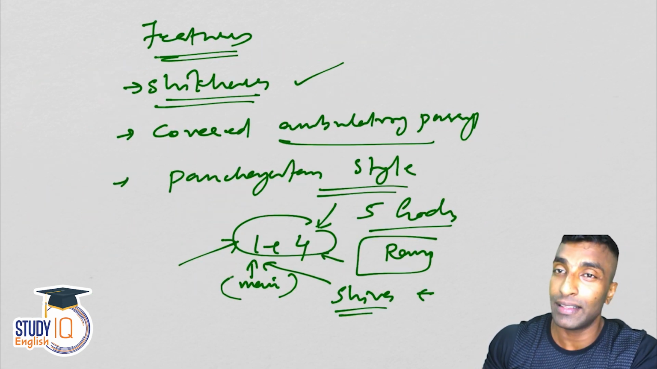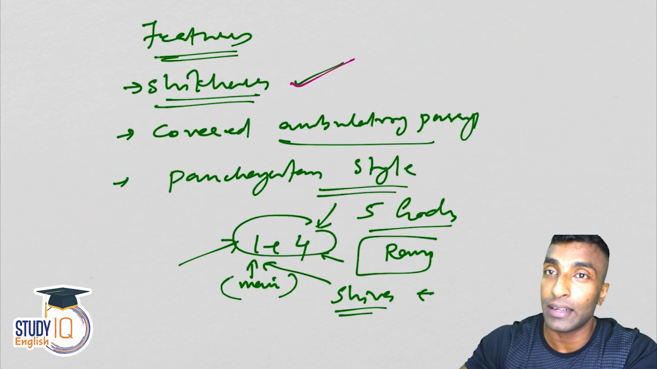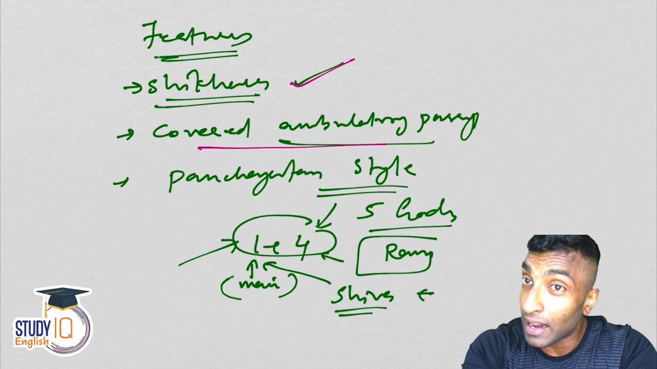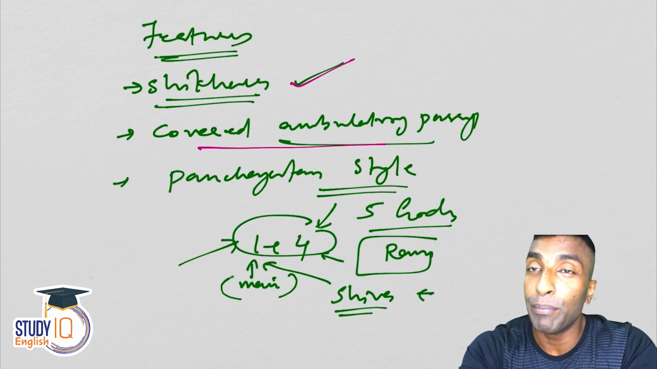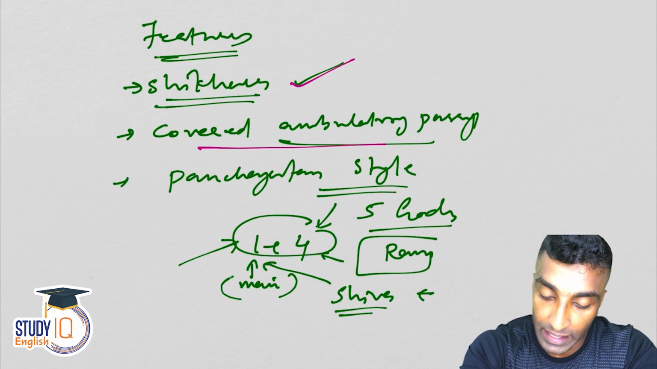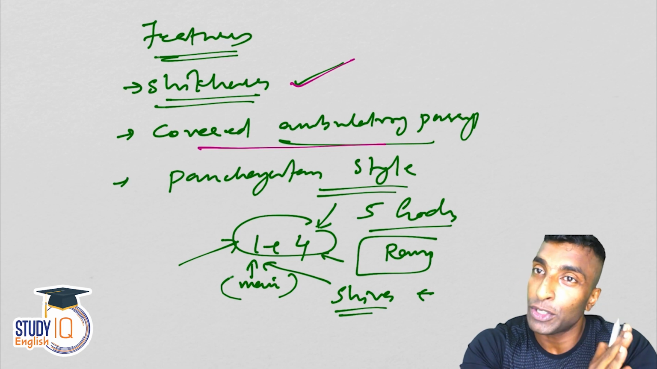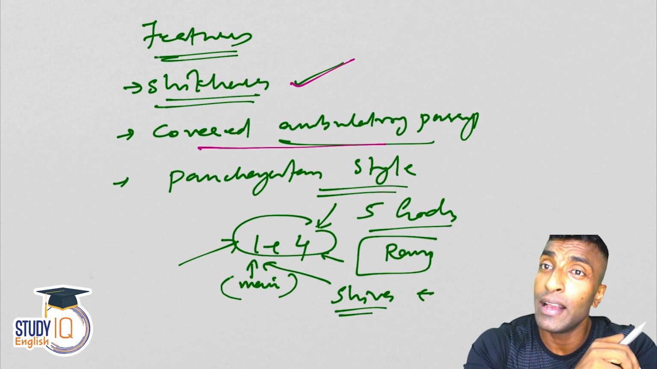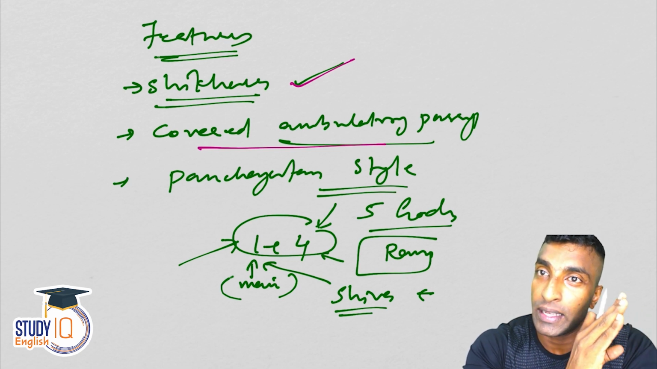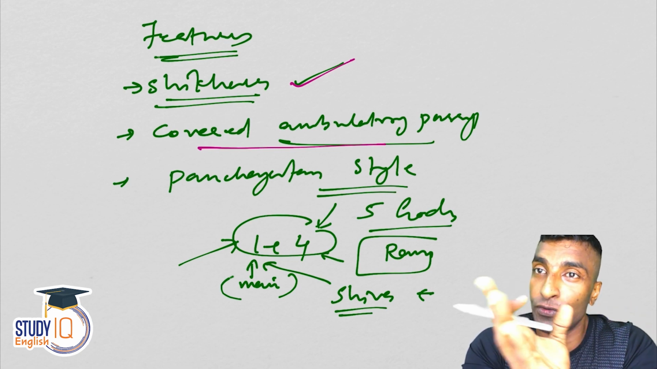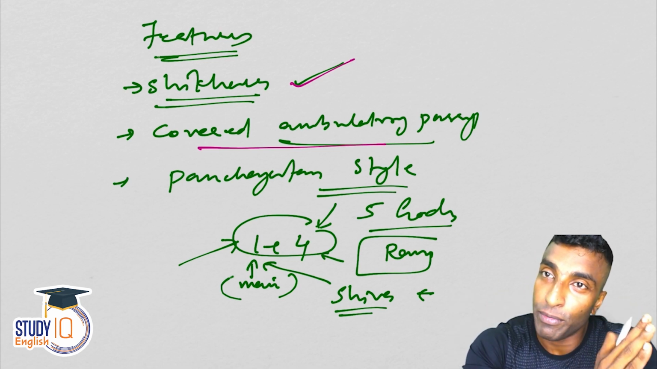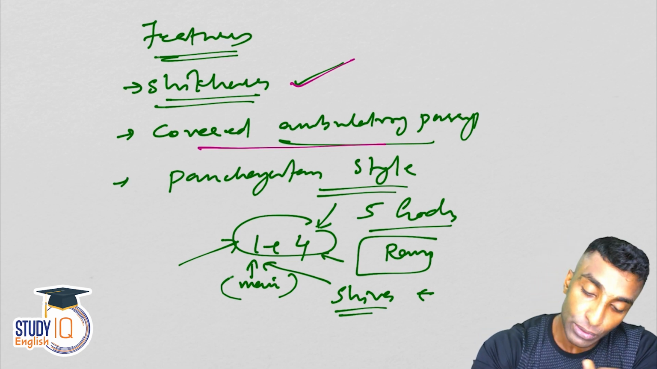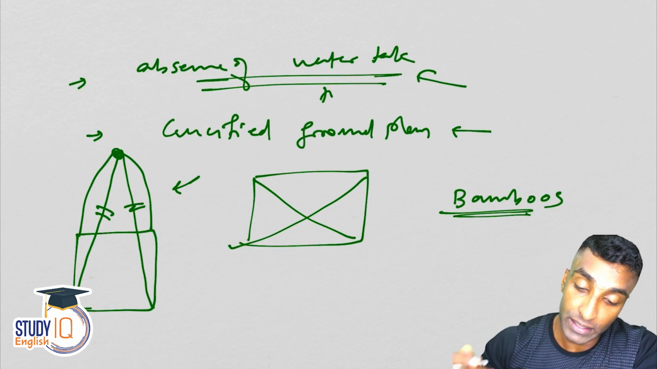If you see the features in the same diagram, there are shikharas, which is nothing but the curvilinear tower. Then there are covered ambulatory passageways around the sanctum sanctorum, and the Panchayatan style. This was actually asked as a prelims question. It is the method of temple making, the way you place 5 gods in a 1+4 form: the first is the important, main deity, and then 4 subsidiary deities. So 1+4, this is the Panchayatan style.